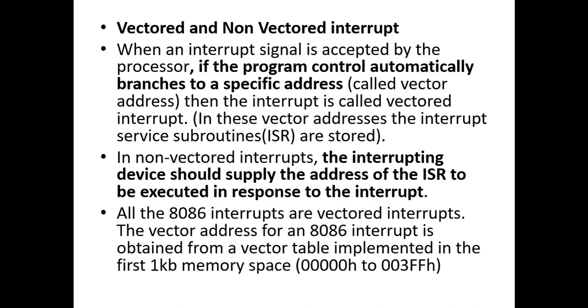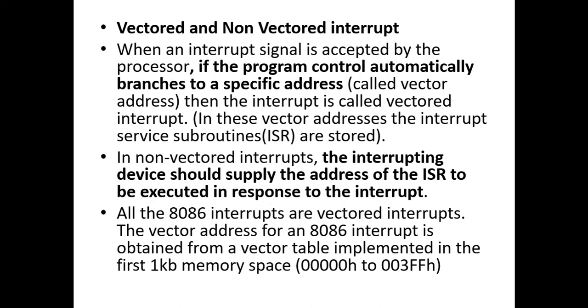But in a non-vectored interrupt, the interrupting device should supply the address of the ISR to be executed in response to the interrupt. So in this case, the interrupting device itself specifies the address of the ISR. All the 8086 interrupts are vectored interrupts. The vector address of an 8086 is obtained from the vector table implemented in the first 1 kilobyte of memory space, that is from 00000H to 003FFH.